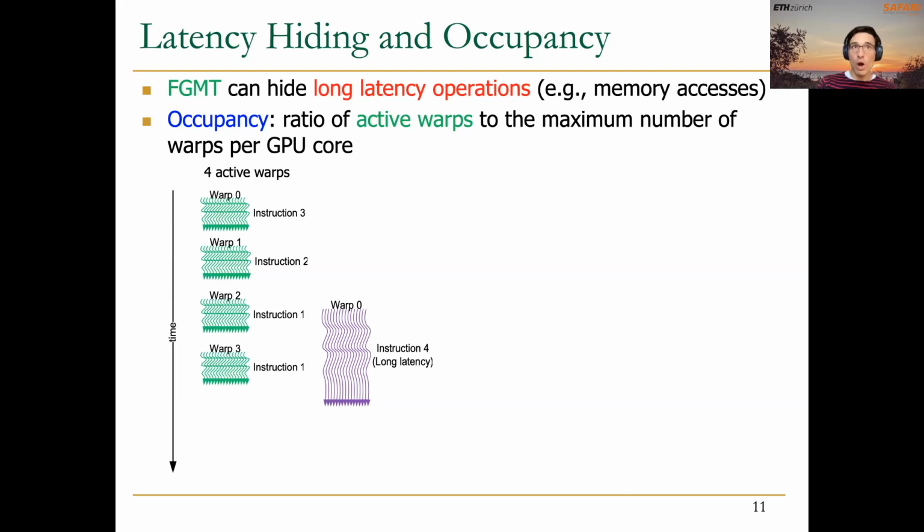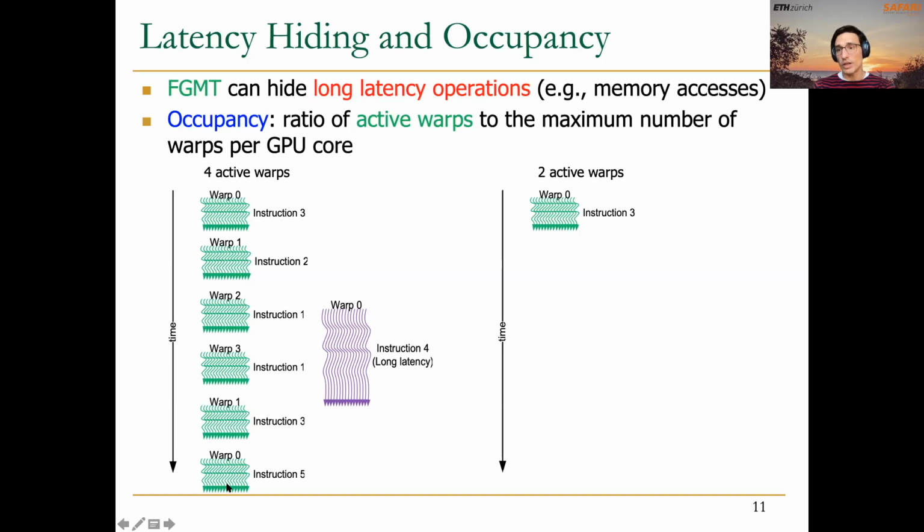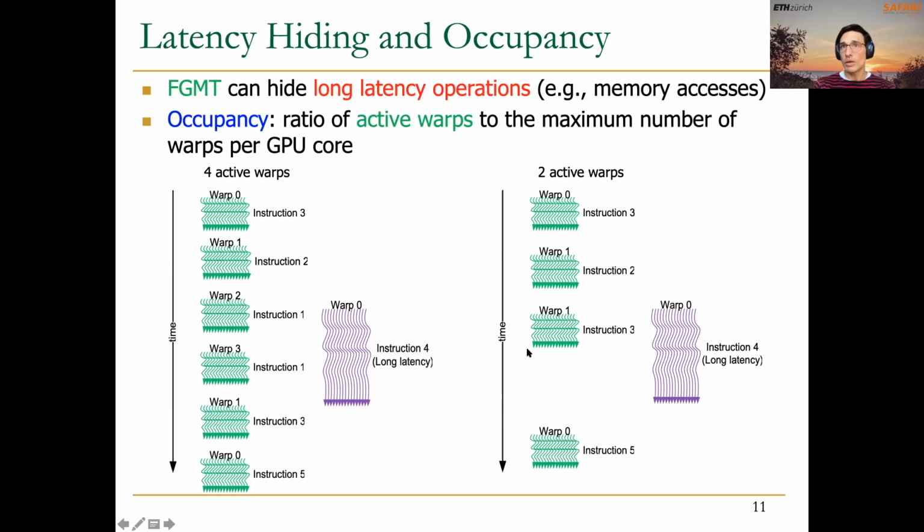For example, instruction 1 for warp 2, instruction 1 for warp 3, and so on, or instruction 3 for warp 1. Sometime later, the long latency operation will have finished, and then warp 0 can continue the execution, in this case with the next instruction, that is instruction 5. As you can see, we could hide all this latency from the access to global memory by executing instructions for other warps in the GPU pipeline. However, if your utilization is lower, for example, only 2 active warps, what may happen is that at some point we won't be able to schedule new instructions from other warps on the GPU pipeline, and we will have to wait until the long latency operation finishes.